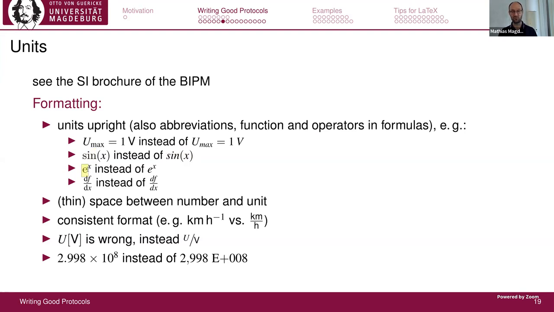If you have constants, the e here is not a variable, it's a constant, a fixed number, it's Euler's number, it's 2.7 something. So this is also written upright. And the d here is not some arbitrary d, not some diameter, not some variable parameter d, it's an operator. It's the differential operator that acts on this function f and calculates the derivative with respect to x. Because it's an operator, this is also written in upright letters.